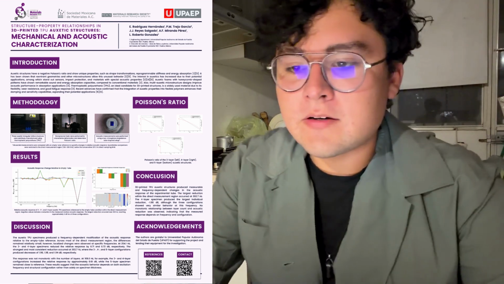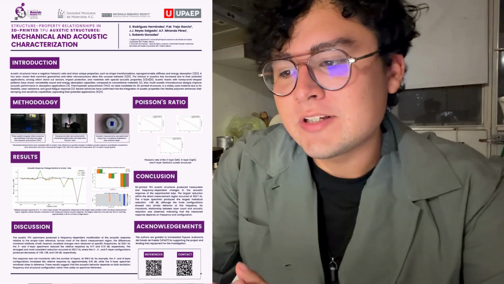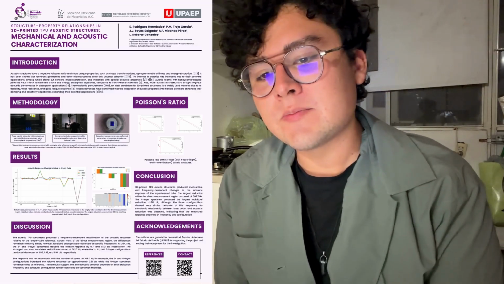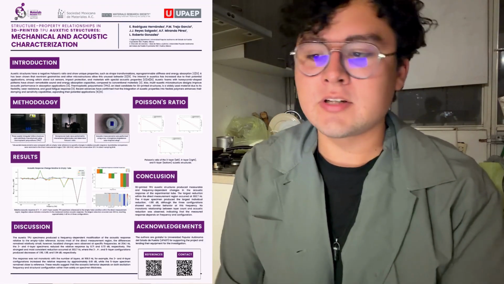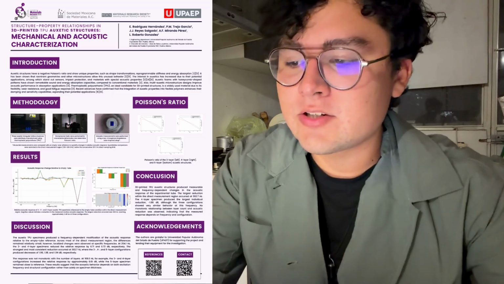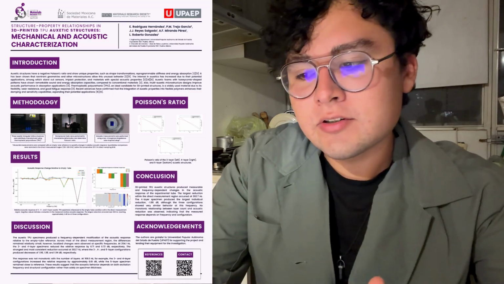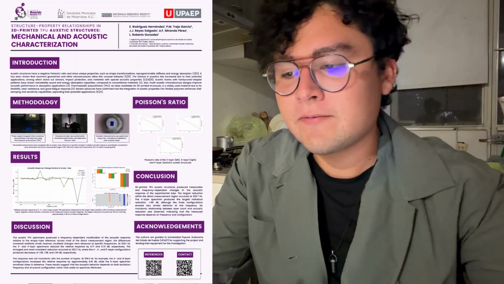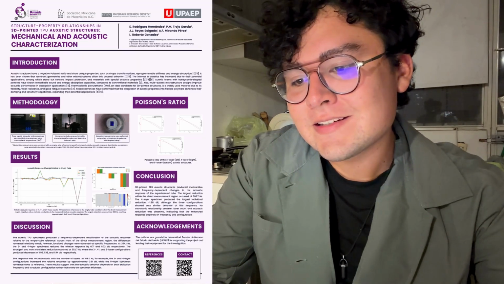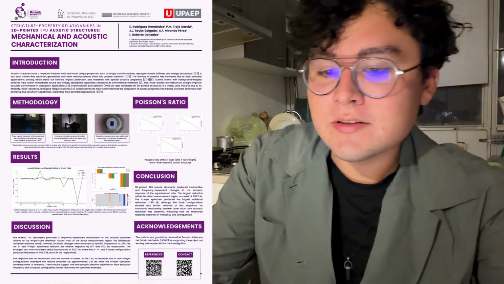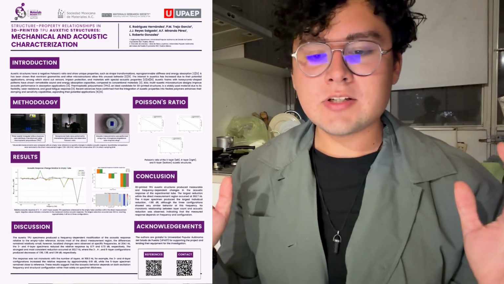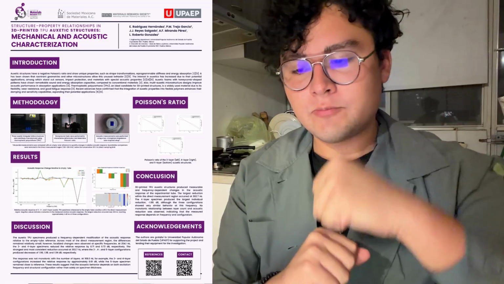Hello, my name is Ethan Rodriguez Hernandez, and today I will present our work titled Structure Property Relationships in 3D Printed TPU Auxetic Structures, Mechanical and Acoustic Characterization. Auxetic structures are materials or structures characterized by a negative Poisson ratio. This means that, unlike conventional materials, they can expand laterally when they are stretched and contract when they are compressed.